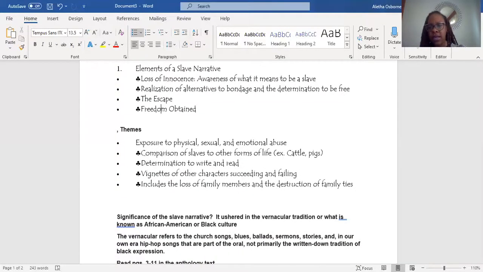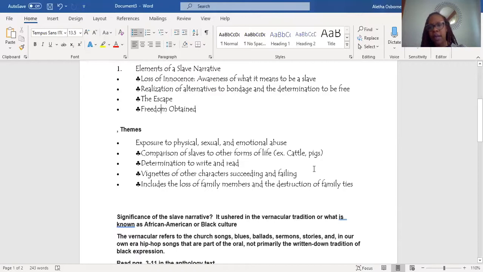Lastly, one thing I wanted you guys to stay mindful of as you read the poem were the themes. No matter when the slave narrative was written, no matter who wrote it, male or female, escaped slave, secondhand account, they almost always deal with the same themes, right? Always this overarching main point. In the slave narrative, there is the theme of exposure to physical, sexual, and emotional abuse. So it's showing the negative impact of slavery, not just physically on the body, but emotionally as well.